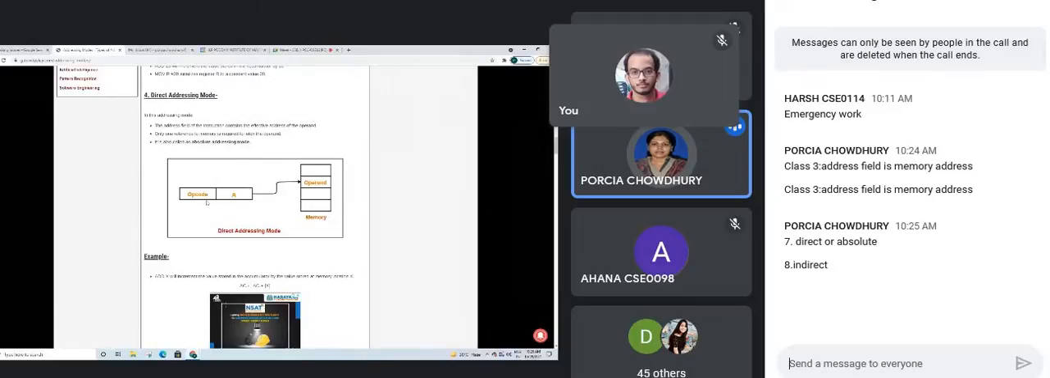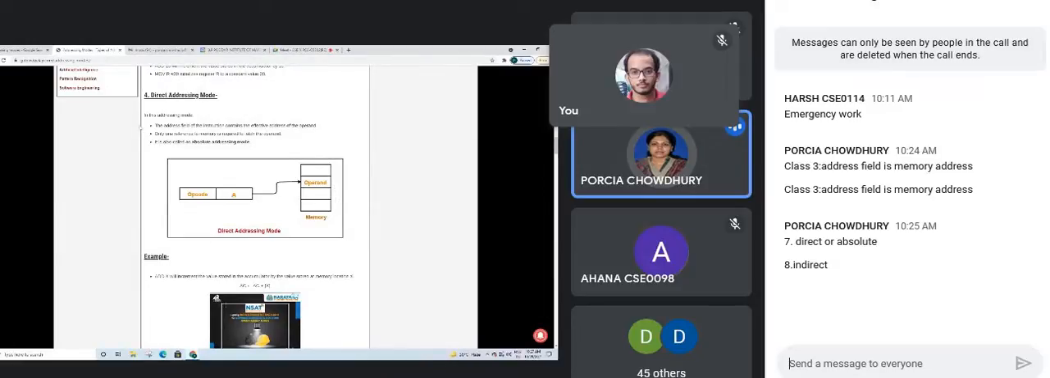This is the format of direct addressing mode. You have the opcode, which is the operation, and after that a memory location where the operand is stored will be directly specified. Over here, in the position of A, one memory location will be specified. You have to go to that memory location to fetch the operand. So one memory reference will be required in direct addressing mode.